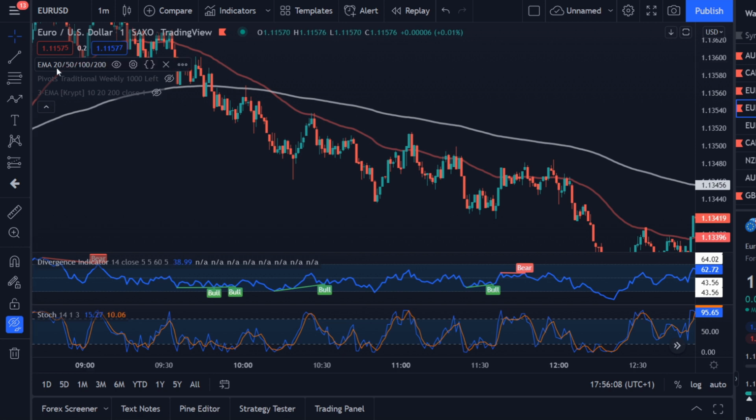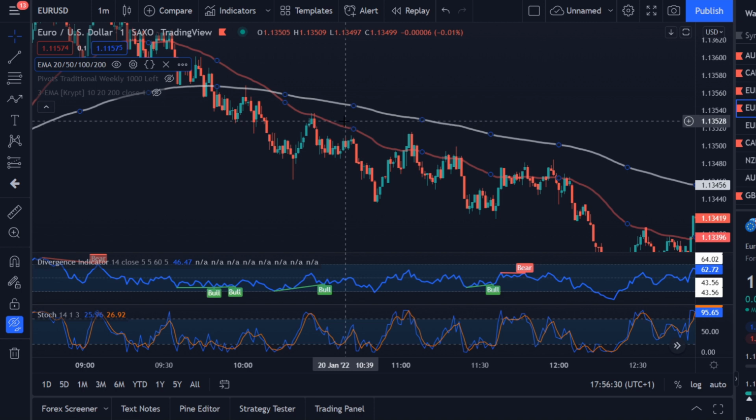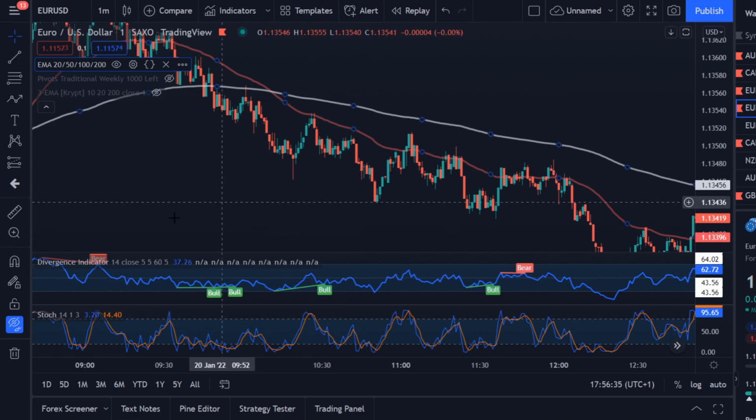Let me show you. So this is the EMA 20, 50, 100 and the 200, and what we will be using is the middle one, well the second one, which is the 50, and we have the 200 exponential moving average, right? So you basically check this. All right, and you can give it a color if you want, whatever color you like. Then we look at the divergence indicator, which looks like this.